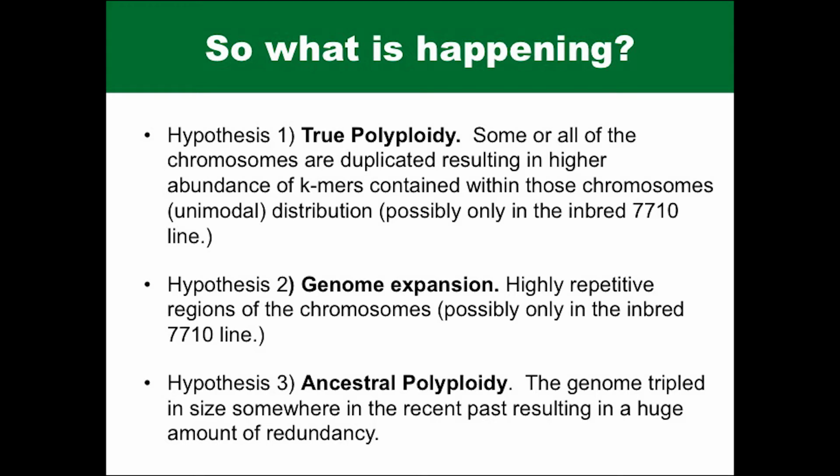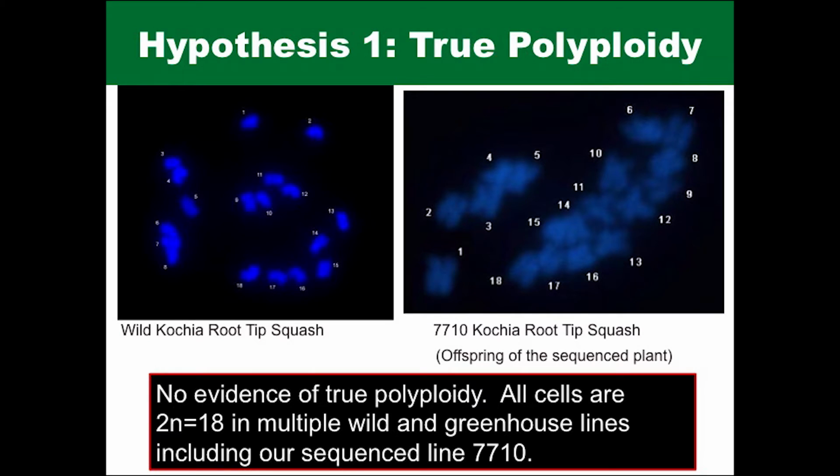A second could be some kind of genome expansion. So maybe there are highly repetitive regions in these chromosomes that are duplicated 2 or 3 times, and that happens a lot. And that results in an overall larger genome size. The third explanation could be something that's happened in the past. So that means the whole genome has kind of tripled, and now it's in the process of coalescing and reducing, but there's still a lot of redundancy. For the first hypothesis, true polyploidy, this turned out to definitely not be the case. We checked the chromosome number under the microscope in our inbred line, and it has the expected number of 18, matching a lot of other samples.